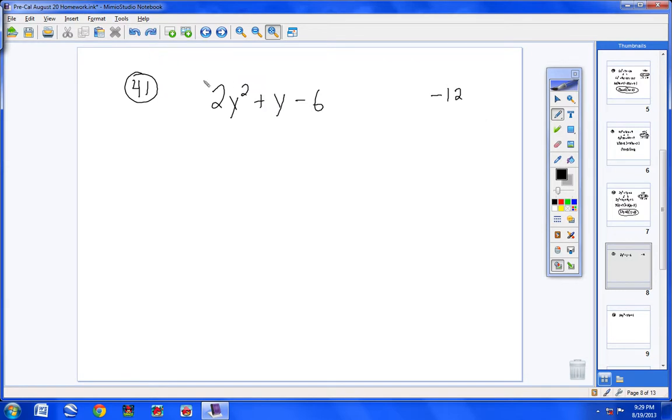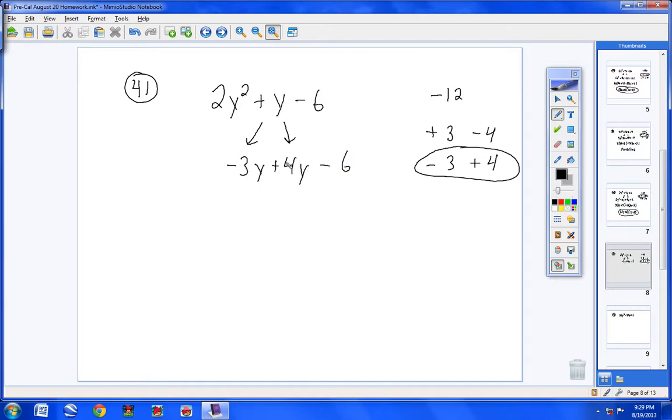Okay? So right away, I think of 3 times 4. I think that's going to be a good fit, 3 times 4. Positive times a negative, and negative times a positive, because I want to have a negative 12. Well, only one of these two groups combines to a positive 1, and that would be this group right here. So where I have my positive y, I'm going to rewrite that with negative 3y, positive 4y, okay? And then bring down your negative 6 and bring down your 2y squared.